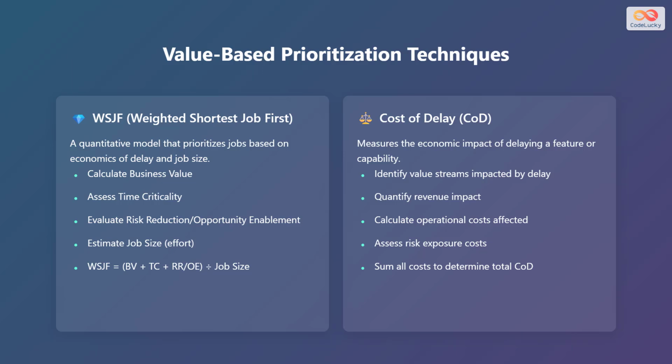Next is cost of delay, also known as COD. It measures the economic impact of delaying a feature or capability. To use it, first, identify value streams impacted by the delay. Second, quantify the revenue impact. Third, calculate operational costs affected. Fourth, assess risk exposure costs. Finally, sum all costs to determine the total cost of delay.